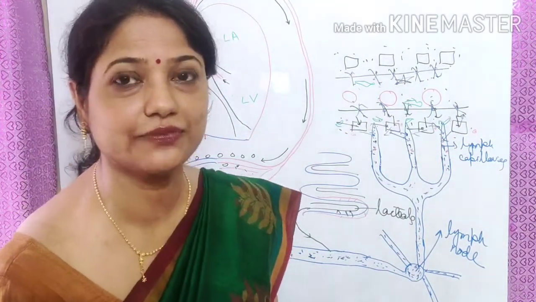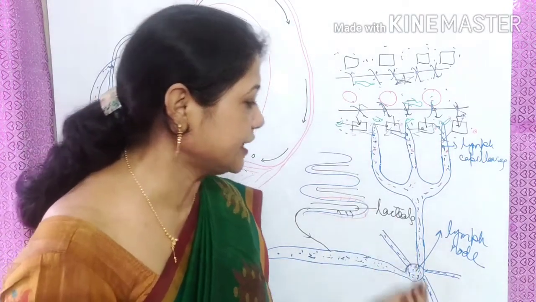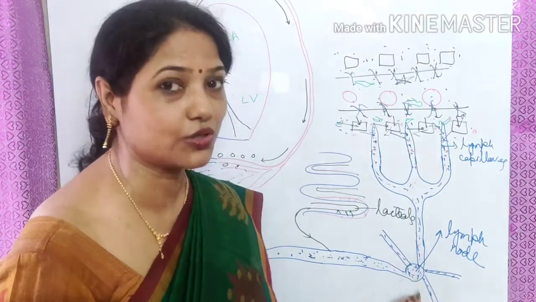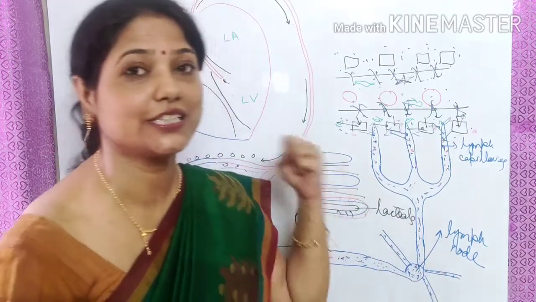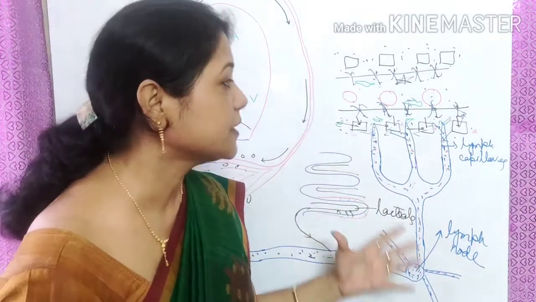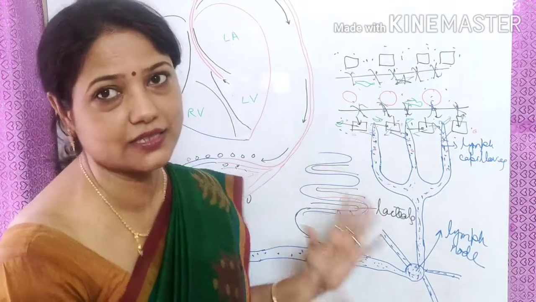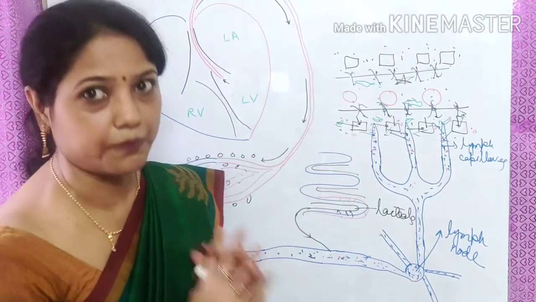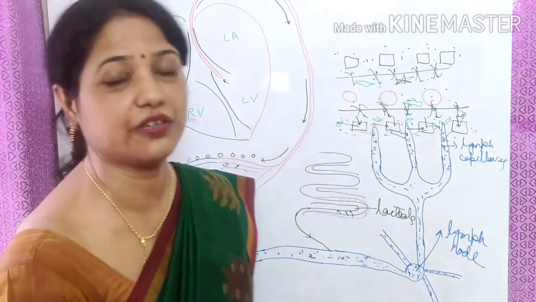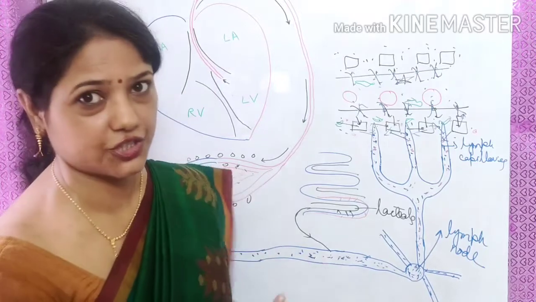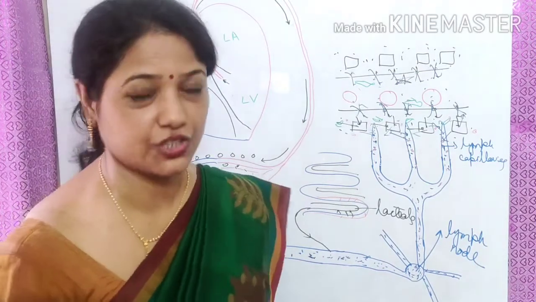Second function of the lymph: the lymphocytes and monocytes present in the lymph nodes kill the bacteria present in the lymph and hence protect the mainstream of the blood from the infection. This is the second function of the lymph.